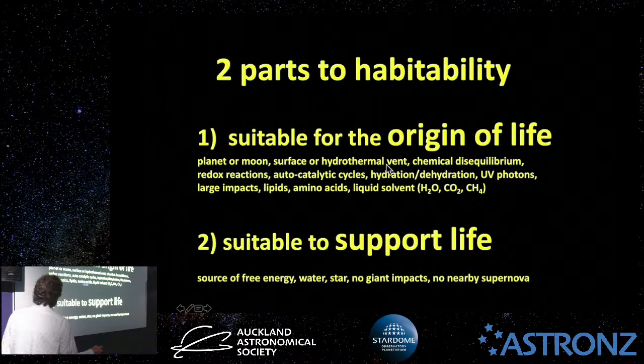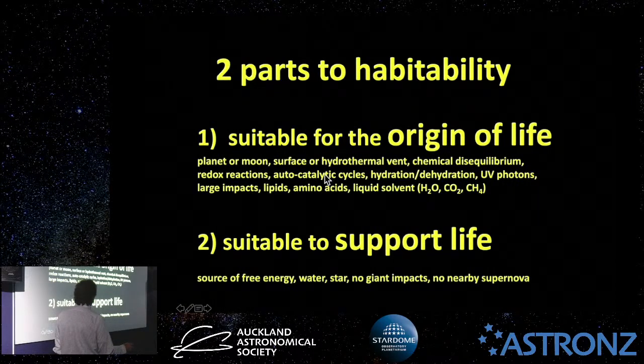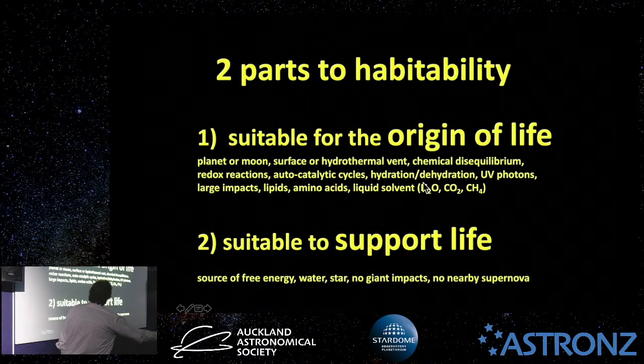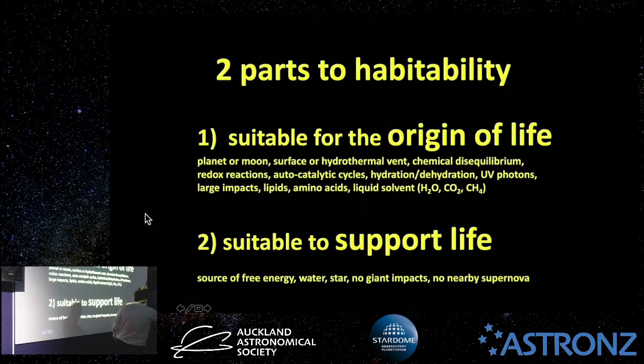Things that are important for the origin of life. Now, we don't know much about the origin of life, but maybe you need a planet or a moon. Maybe you need to have the surface or hydrothermal vent. You need some type of chemical disequilibrium and redox reactions, autocatalytic cycles, hydration, dehydration. Maybe you need UV photons.